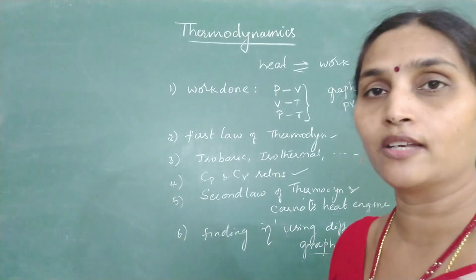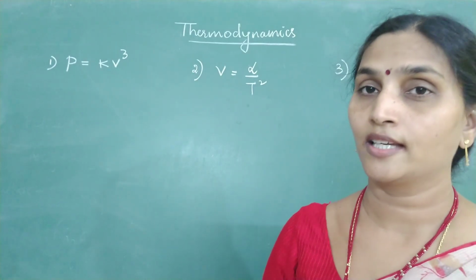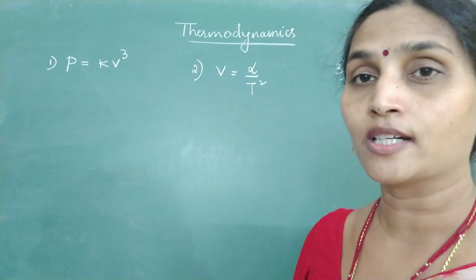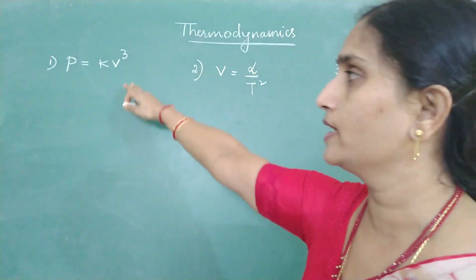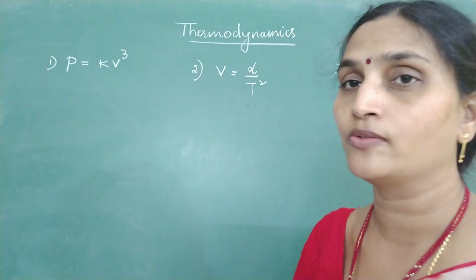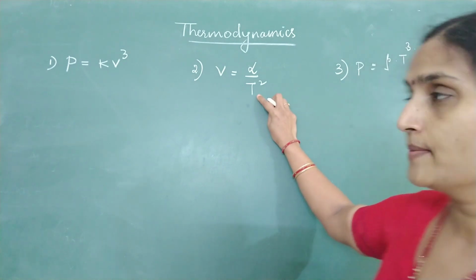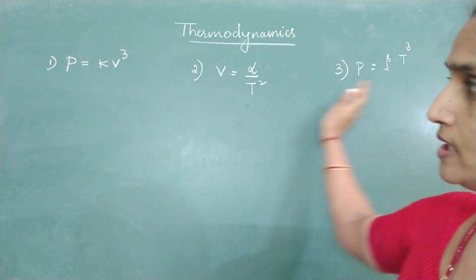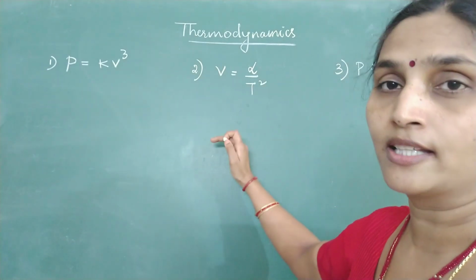So let us quickly begin with the first part. Now look at the questions related to work done. The question says an ideal gas undergoes a thermodynamic process according to 3 different equations. It's following the relation P is equal to K into V cube. Here I gave volume as a function of temperature. Last is pressure as a function of temperature. In all 3 cases, they are asking you to evaluate the work done by the gas.